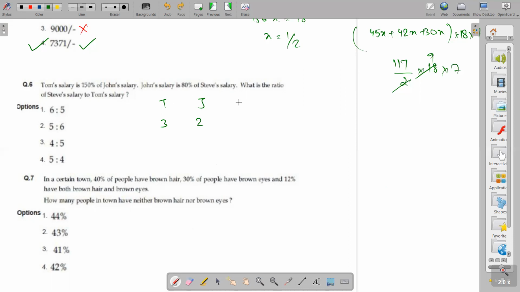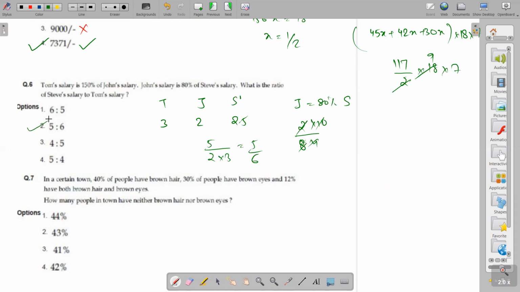John's salary is 80% of Steve's salary. This is John. John's salary is 80% of Steve's salary. John is 2. 80% will be 0.8, 8 by 10. 2 divided by 0.8 is 2.5. So Steve will be 2.5. We have to find the ratio of Steve's salary to Tom's salary. Steve to Tom. I'll take 2.5 as 5 by 2 and Tom's salary as 3. So the answer will be 5 by 6.